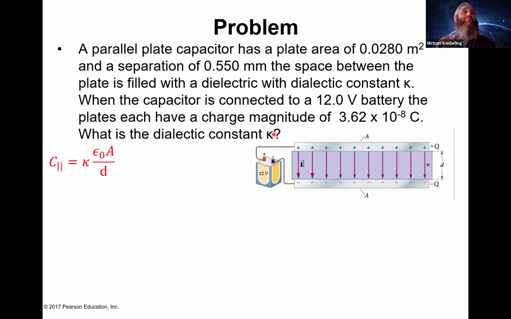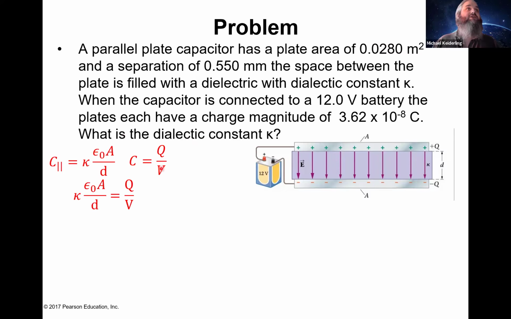Well, the capacitance for a parallel plate capacitor with a dielectric ends up just being kappa times epsilon naught A over d. Basically, what you end up doing is you end up replacing epsilon naught with epsilon, which is the new permittivity of that dielectric, which is just kappa times epsilon naught. But we're just going to use this kappa. So we want to find out what kappa is.